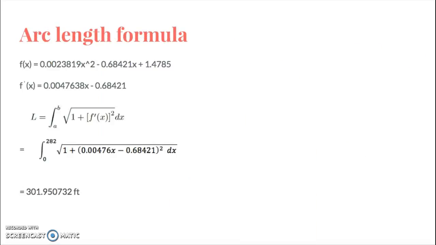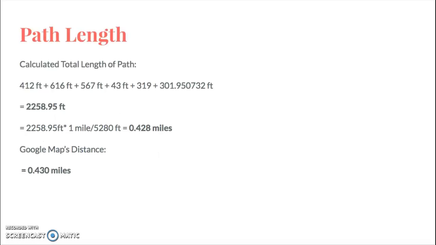So, to double check to make sure that this number makes sense, I go back to my picture. And then to calculate the total length of my path, I just add all the segments up. So 412 plus 616 plus 567 plus 43 plus 319 plus 301.95, which is what I just found. You get a total of 2,258.95 feet. And now, in order to compare this to the Google Map distance that it gave me, I have to convert it to miles.